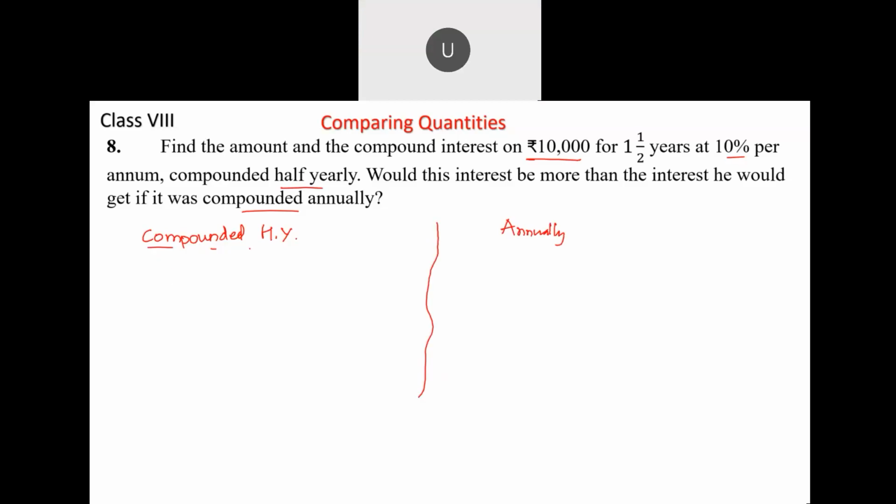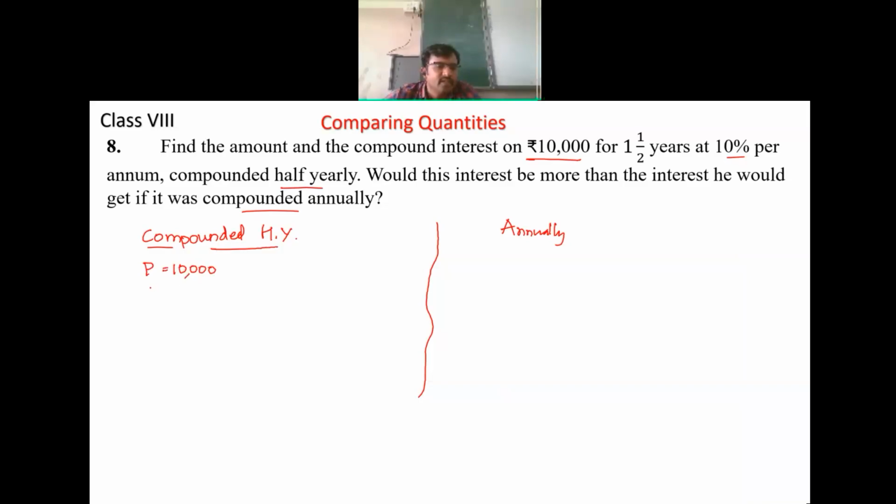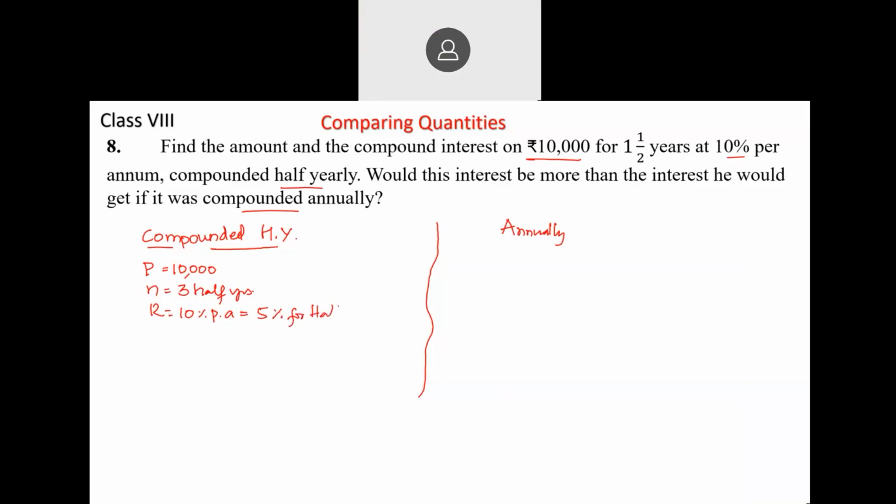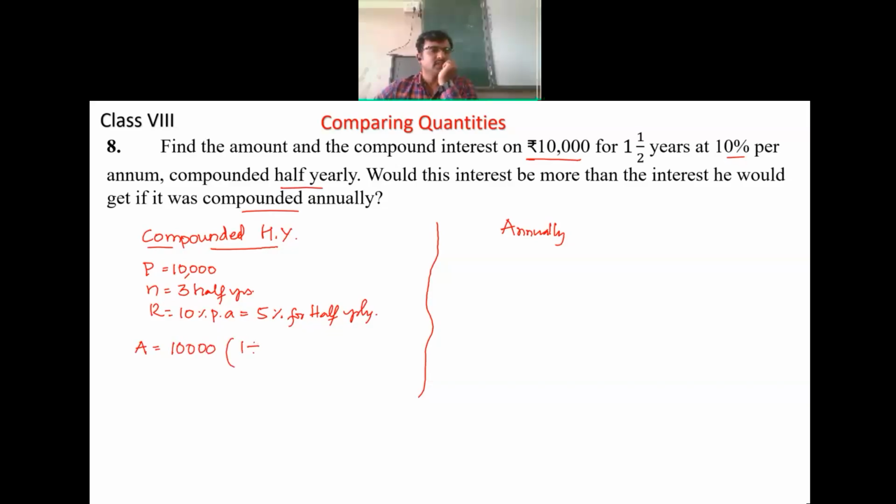To calculate it compounded half yearly, we shall take principal as 10,000. Now tell me how many half years are there in 1.5? 3, sir. It is 3 half years. Very good. The rate of interest is 10% per annum, so for half yearly it would become 5%. Now we use the formula A is equal to P, which is 10,000 into 1 plus 5 upon 100 raised to the power 3.